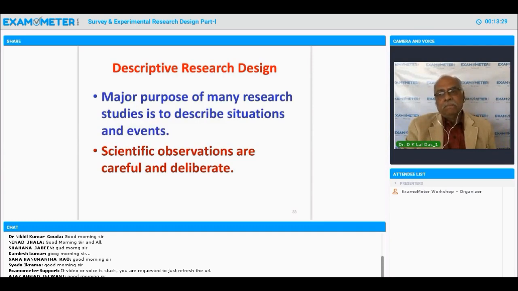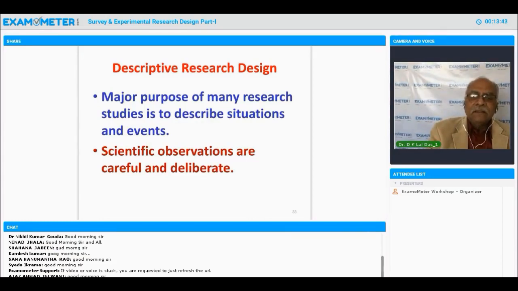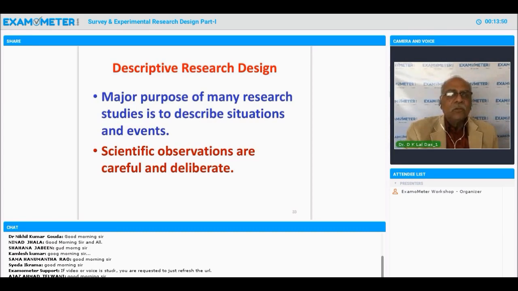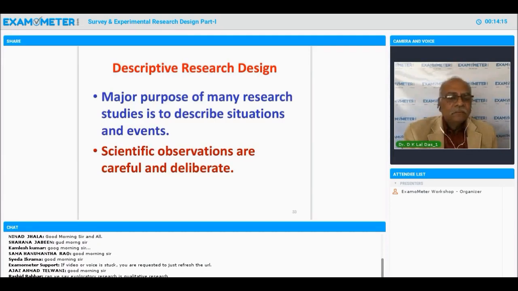Another question is, do we always start with exploratory research and then go for descriptive or causal research? No, it's not like that. These are three distinct designs, and as a researcher, you have to consider your problem and its purpose and decide which research design you want to formulate. It cannot be all three together. I hope it's clear.